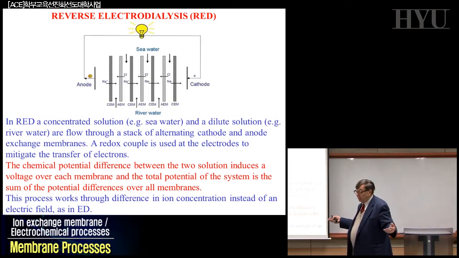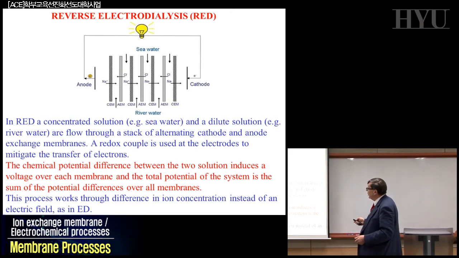Because if you don't have a membrane, you mix and nothing happens. You dilute the solution, basically, or you concentrate it, depending on what you're doing. But if you put a membrane inside, you can realize osmotic phenomena, and you can produce electricity. What you can do here is just have seawater and river water.